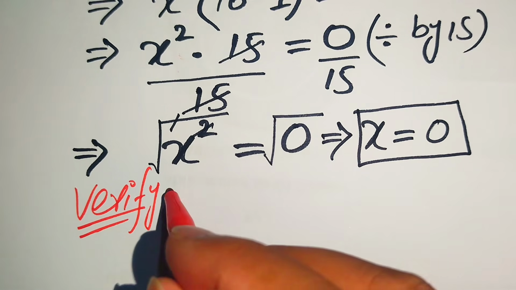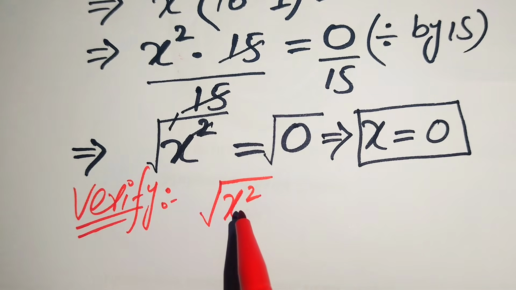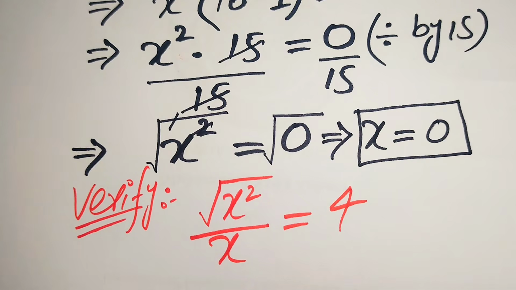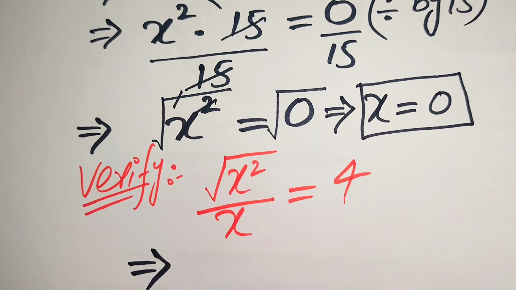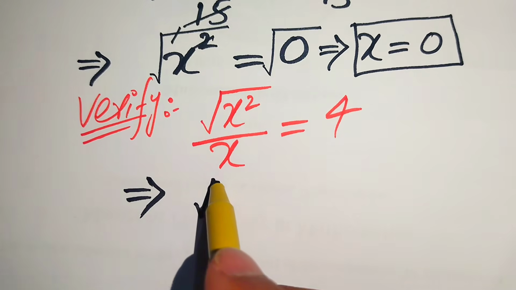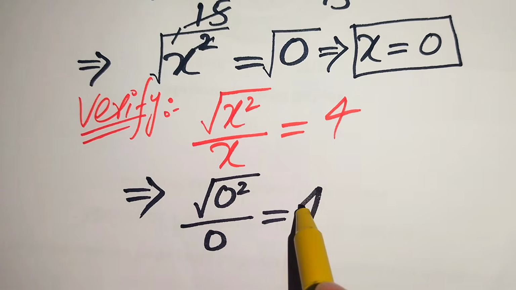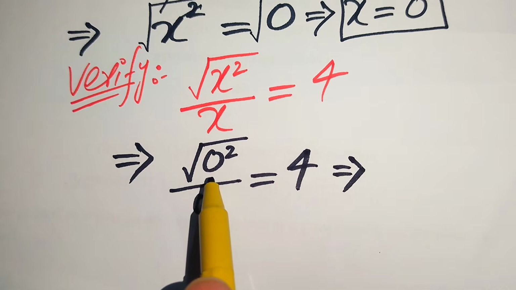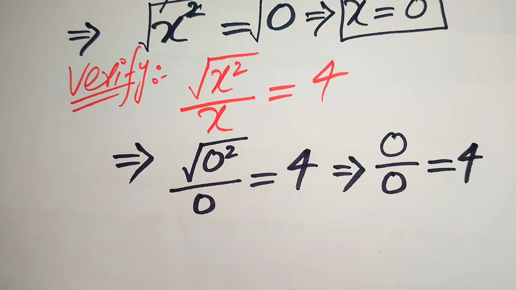So for verification of this, we need to copy down the given question statement. Here it is: the square root of x squared divided by x is equal to 4. This is the given question statement, and here in the left hand side we substitute the above value of x and check its behavior. When we put this value here, it becomes the square root of 0 squared divided by 0 is equal to 4. This implies that 0 squared becomes 0, and the square root of 0 also becomes 0, so we get 0 over 0 form is equal to 4.